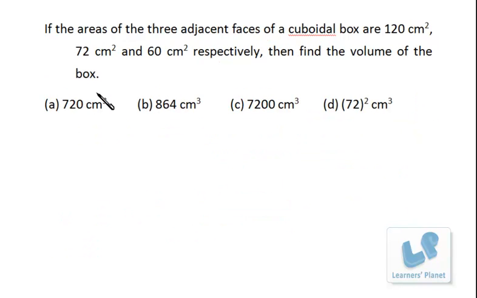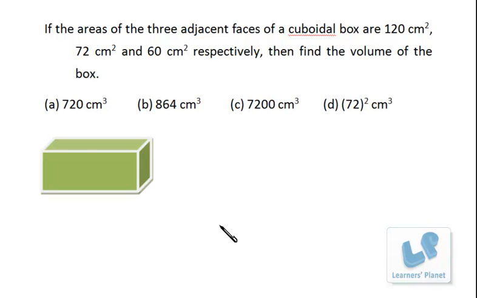Now, in this question, if the areas of the three adjacent faces of a cuboidal box are 120 square centimeter, 72 square centimeter and 60 square centimeter respectively, then find the volume of the box. Now friends, in this question, we are given the area of the faces. Okay. Now, suppose we assume that area of this face is 120, area of this face is 72 and area of this face is 60, right?